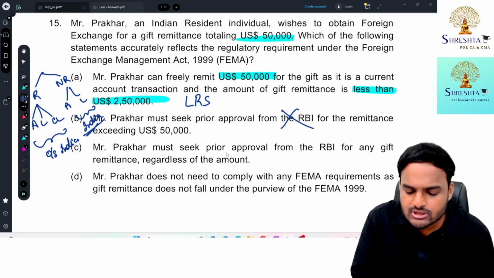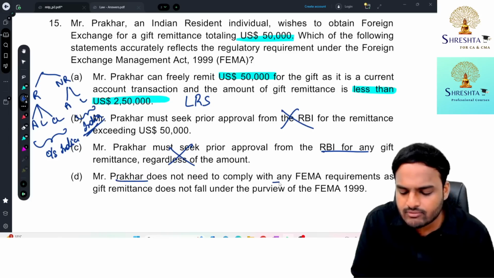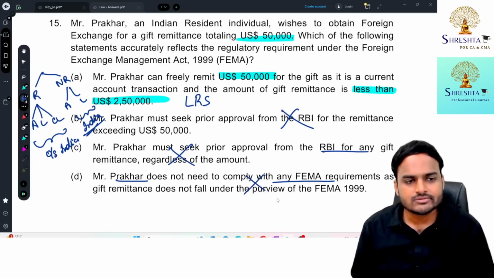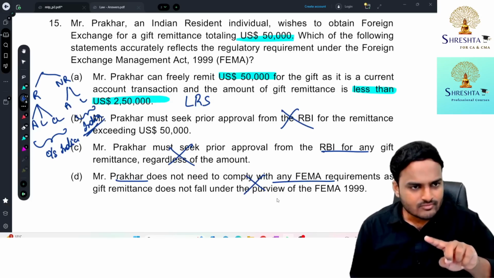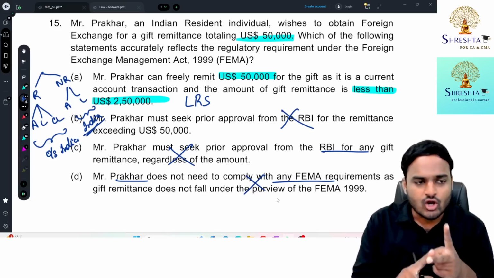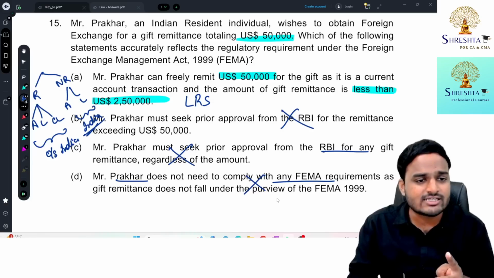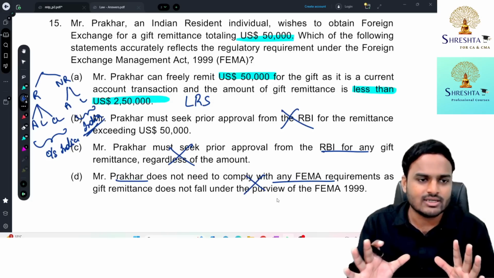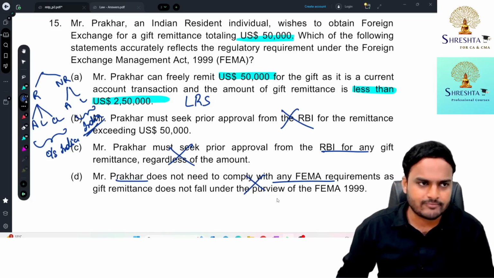Option C: Mr. Prakar must seek prior approval from RBI for any gift remittance. No. Option D: Mr. Prakar does not need to comply with any FEMA requirements as gift remittance does not fall under the purview of FEMA. This is also a wrong option. A resident entering into a foreign currency transaction either in India or outside India, or a non-resident entering into a foreign currency transaction in India, to these transactions the provisions of FEMA 1999 shall apply. Understood? Accordingly, option D is not correct. So, the correct option is option A.